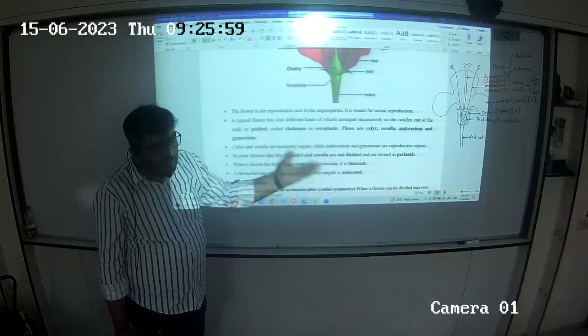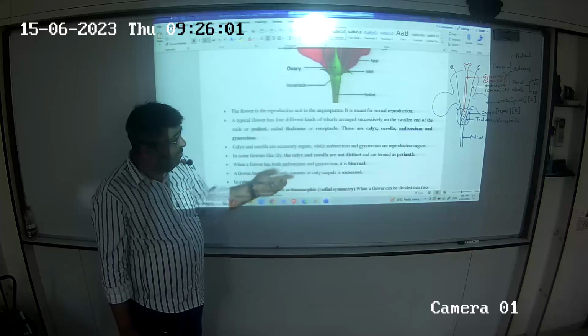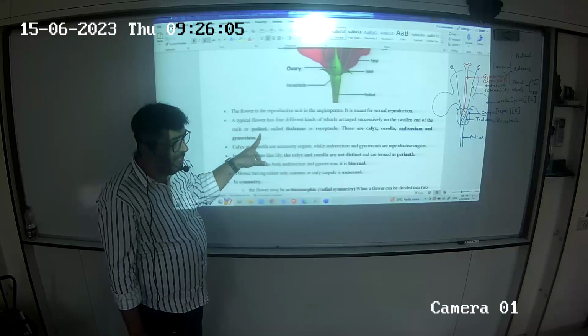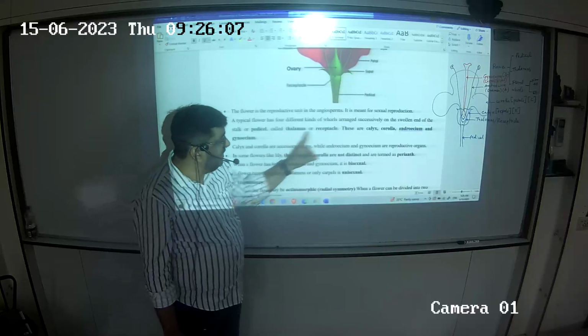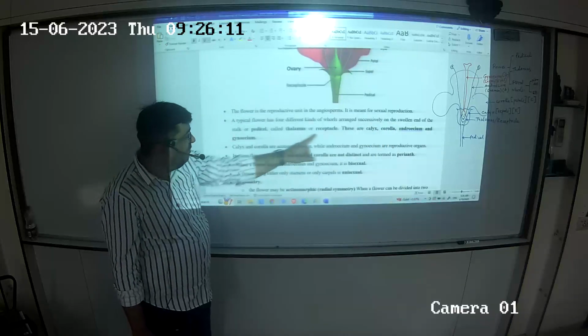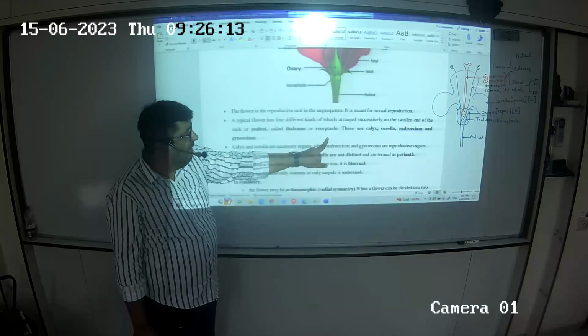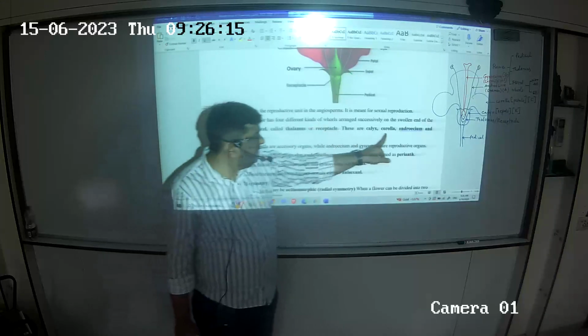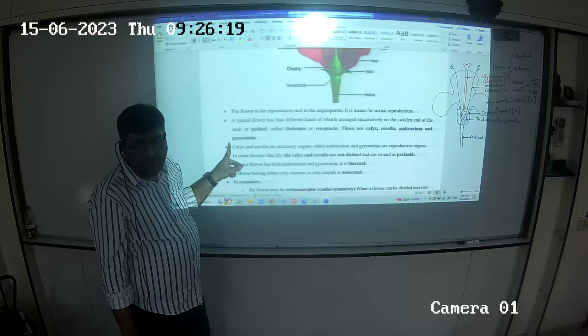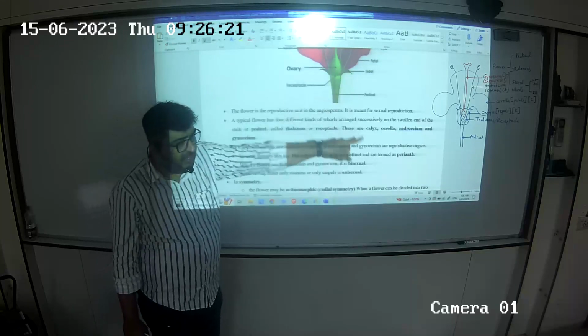Right? So it has to be broken down into parts. So what is the pedicel? It is the stalk of the flower. What is the thalamus? It is the swollen end of the pedicel. What is thalamus also called as? Receptacle. And what are these whorls? Calyx, corolla, androecium and gynoecium. Great. Is the classification clear, please?